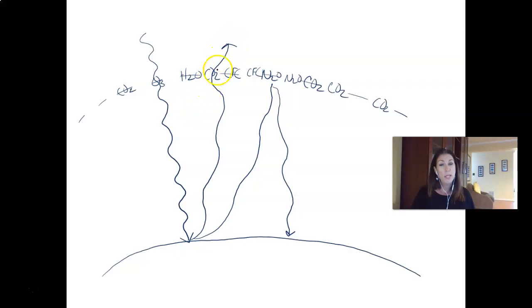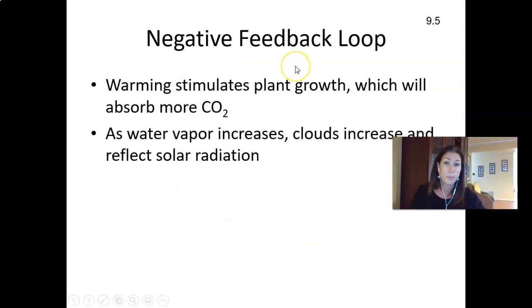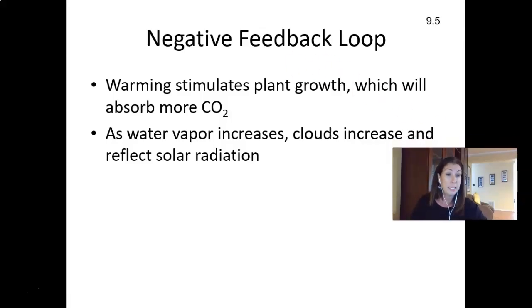So this outgoing heat, rather than escaping to outside of our atmosphere, hits a greenhouse gas molecule and is reflected back down. So what we're seeing with global warming is an amplification of this natural greenhouse effect, because we're adding more and more of these greenhouse gases to the atmosphere, and that's where we're seeing the problems start to arise. Now, global warming is often used as an example of a feedback loop.